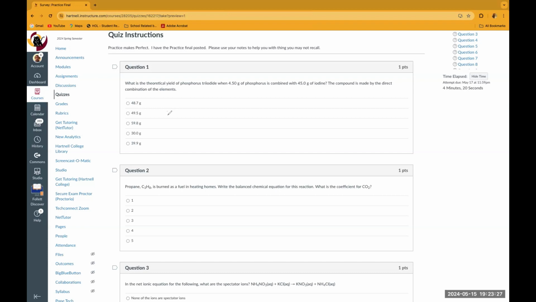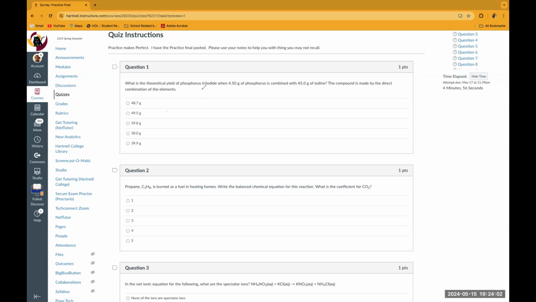So the very first question, it says, what is the theoretical yield of phosphorus triiodide when 4.5 grams of phosphorus is combined with 45 grams of iodine? The compound is made by the direct combination of the elements. Okay, so the first thing that we need to do is to do what? Get the balanced equation. Balanced chemical equation.